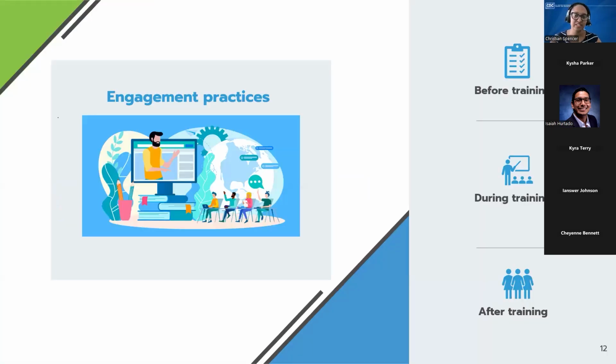Now, as mentioned previously, learner engagement refers to the quality of learner participation before, during, and after training. Over the next few slides, we will discuss how you can engage your learners before, during, and after training. Please also remember to direct all questions to the Q&A box. Questions submitted to the Q&A box will be answered at the end of today's webinar.